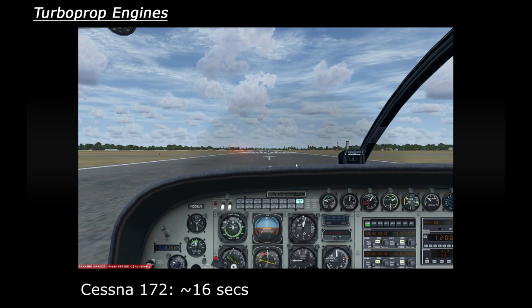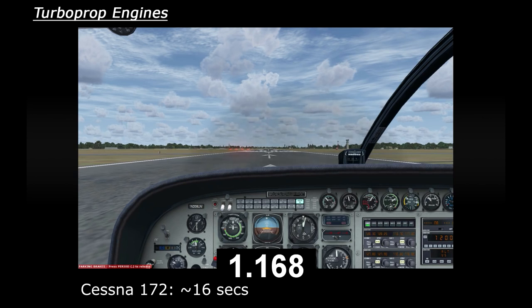Okay, so let's try the same thing again with the Cessna Caravan. So if you keep an eye on this top row of instruments here, these are our engine instruments. So we'll do the exact same test. We'll go from idle to max to idle again. So in 3, 2, 1, full throttle.